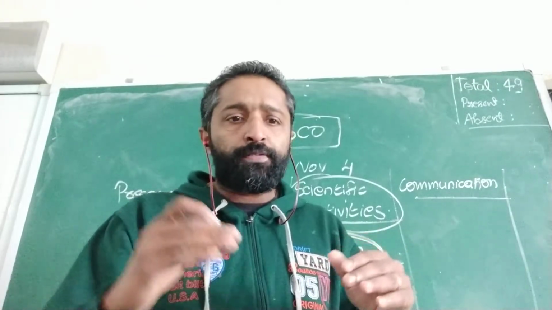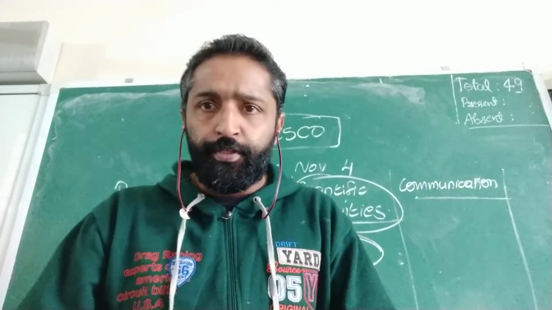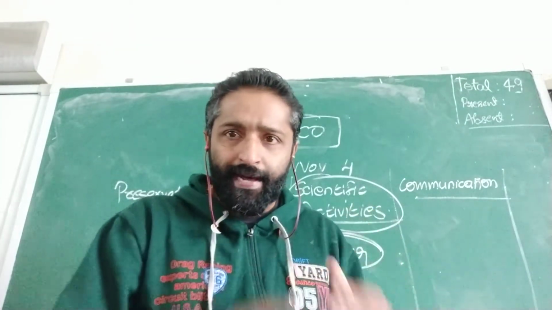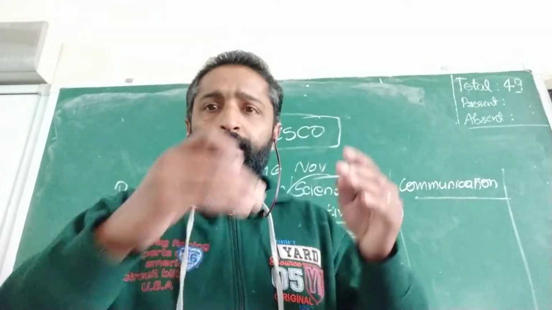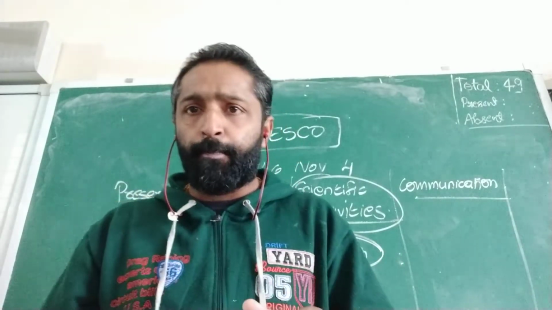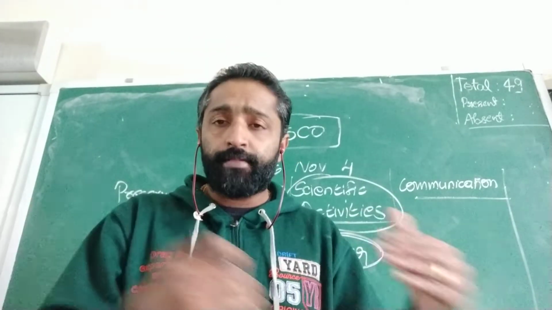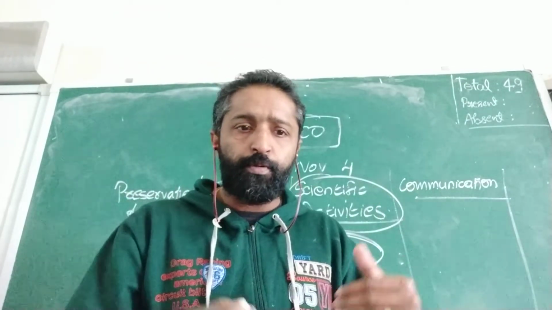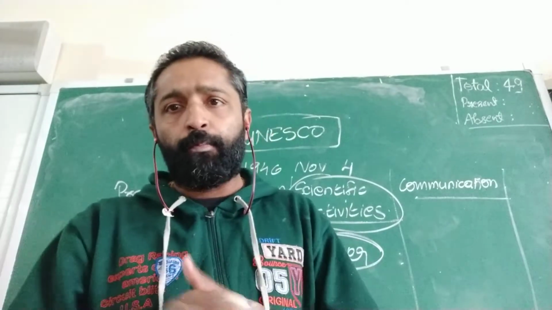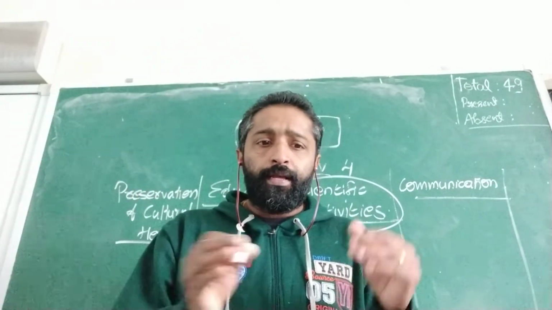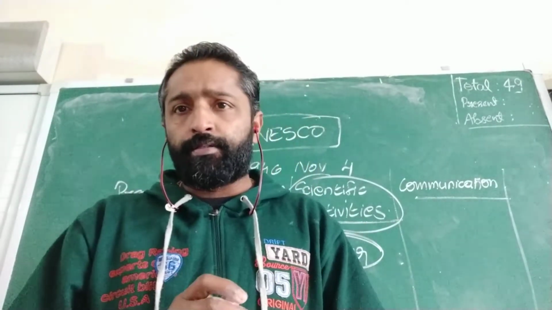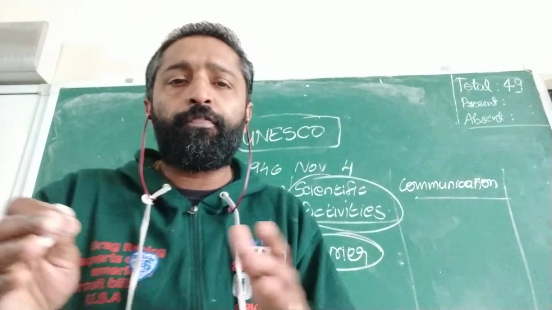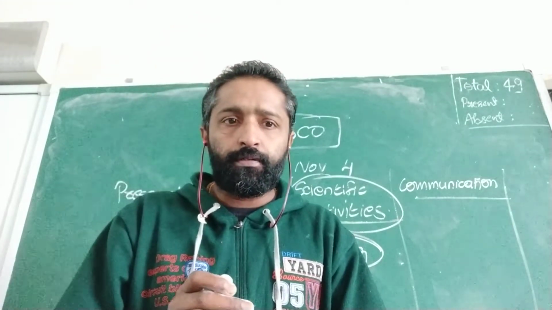Next one, it promotes basic research in the field of geology, mathematics and physics. It helps in correcting the imbalance in scientific and technological manpower. How science and technology can be brought together. How can we reduce the imbalance between scientific and technological manpower? Next, last one, it encourages the study of social sciences. So these are the things that are done by UNESCO in the field of scientific activities.